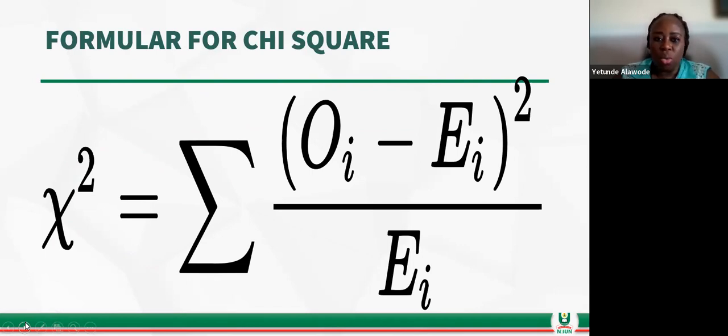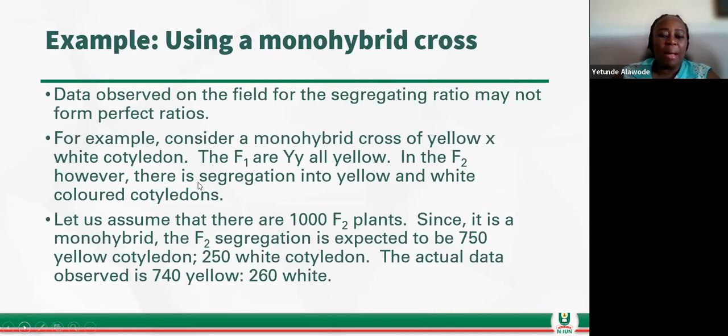It's easy to know like that. And then I want to give an example. So I already explained this. Data observed on the field from the segregated ratio may not be perfect, like I explained before. You have some deviations, and I told you the reason why. I mentioned 3 reasons why you have the deviation from the normal Mendelian ratio.